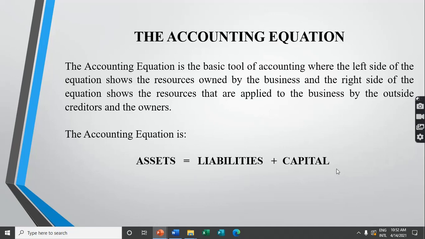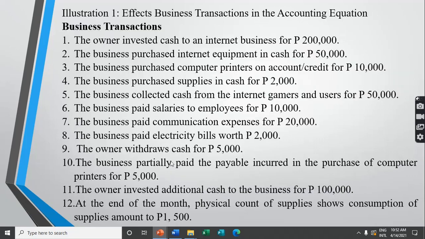Okay? Take note of that accounting equation. We will be using that on the business transaction. Okay? So, accounting equation, asset is equal to liabilities plus capital. Now, let's take this illustration. Effects of business transaction in the accounting equation.